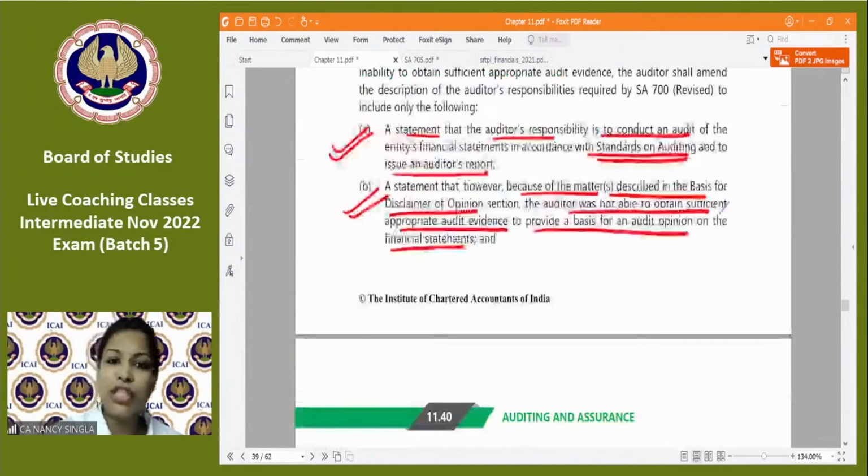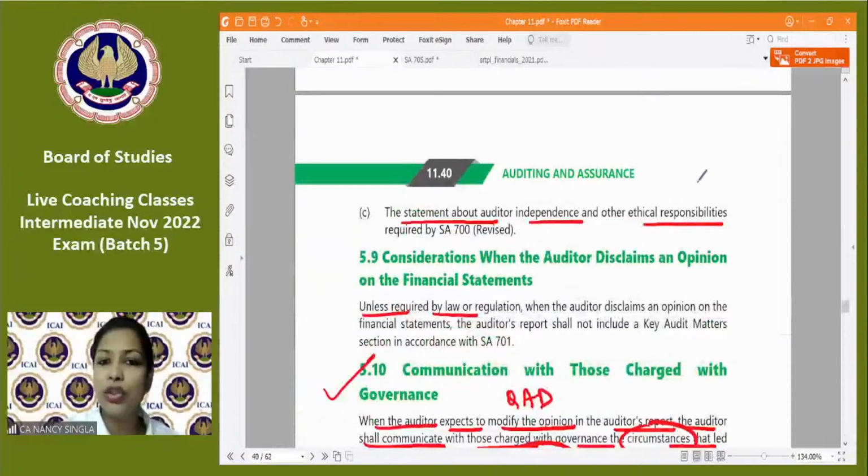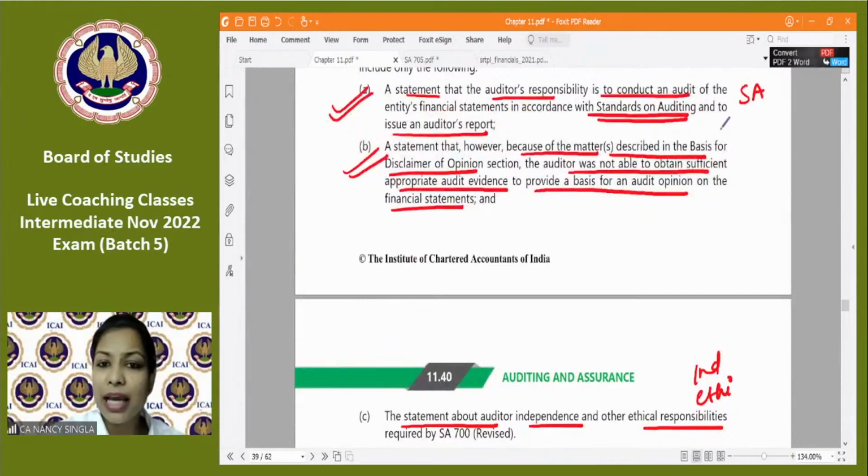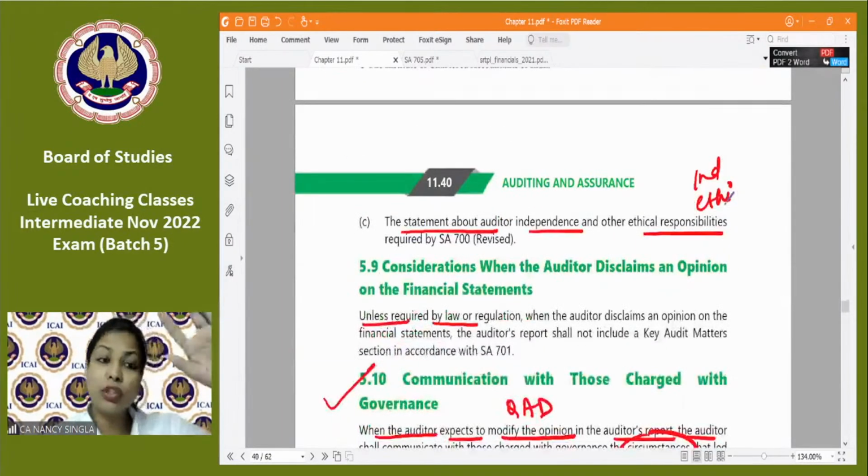So you will mention that the audit was done according to the SAs. And this also you will mention, that we are independent and we are meeting the ethical requirements. Okay? But apart from that, you will only mention that because of the matters described in the basis of disclaimer of opinion section, we are unable to obtain sufficient appropriate audit evidence. Is it clear? Right? So those three sections of auditor's responsibility will now not come.